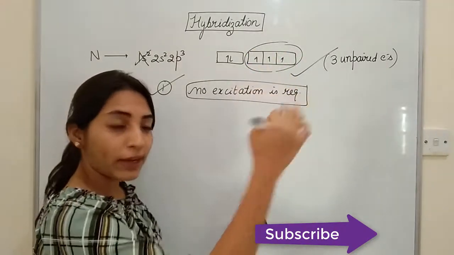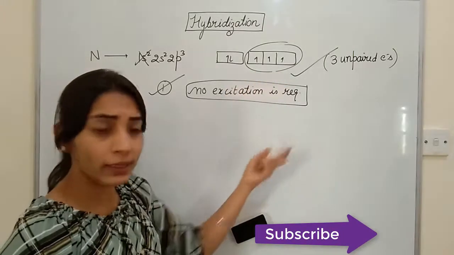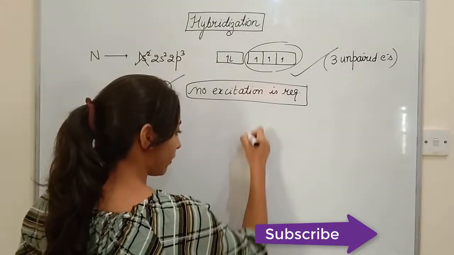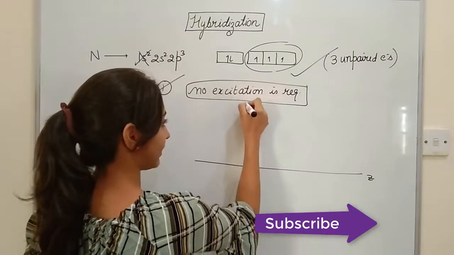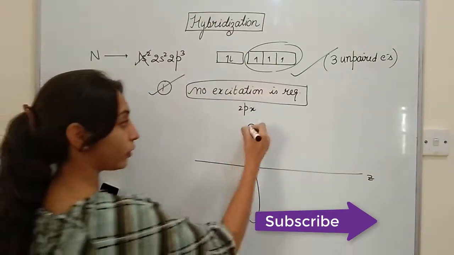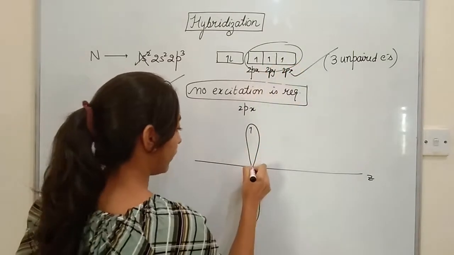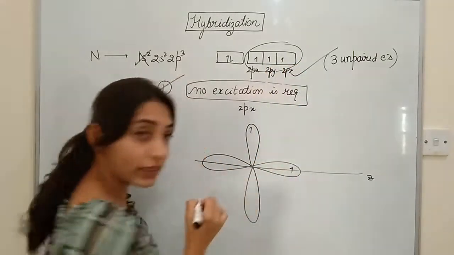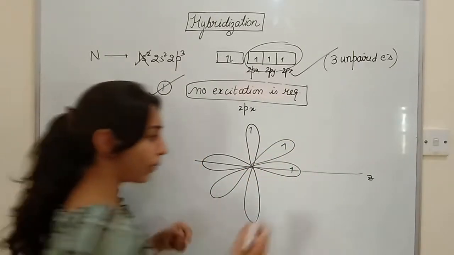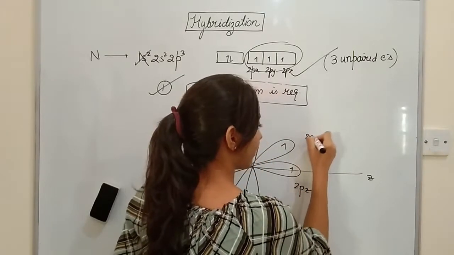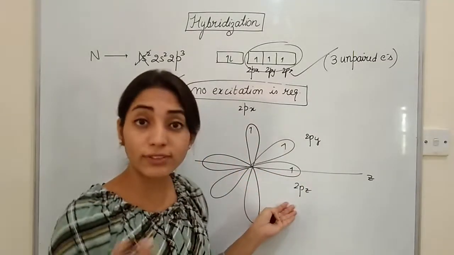We have 3 p orbitals. All of them have the same shape, same size, and same energy because they belong to 2p. So can't I say that this is the z-axis, and let's say this is the x-axis? So this is the 2px orbital with 1 electron. Let us call them 2px, 2py, 2pz. 2pz is also having 1 electron and 2py is also having 1 electron. Our problem is solved. We needed all 3 orbitals to be of the same shape and size, and we do have 2px, 2py, 2pz of the same shape and size.